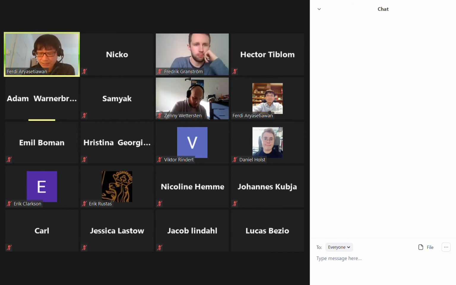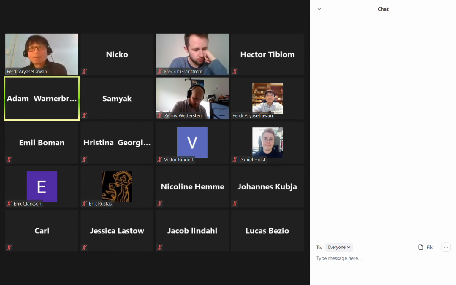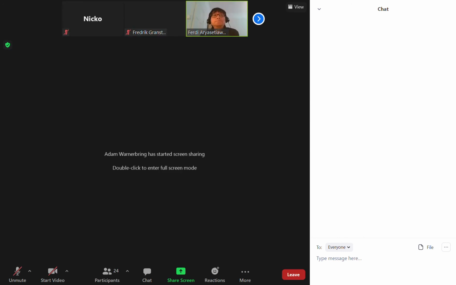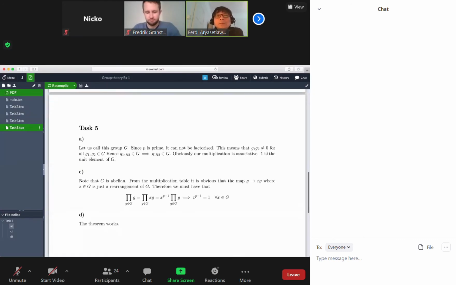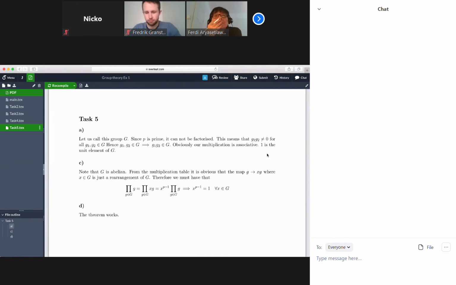Okay. So our first task is to show that this is a group. And our elements range from 1 to p minus 1. So our biggest concern is that we don't want the element 0 to be in the group. But it won't be in the group since p is a prime number, so it cannot be factorized, which means that if we multiply two elements in the group, they will never be 0.